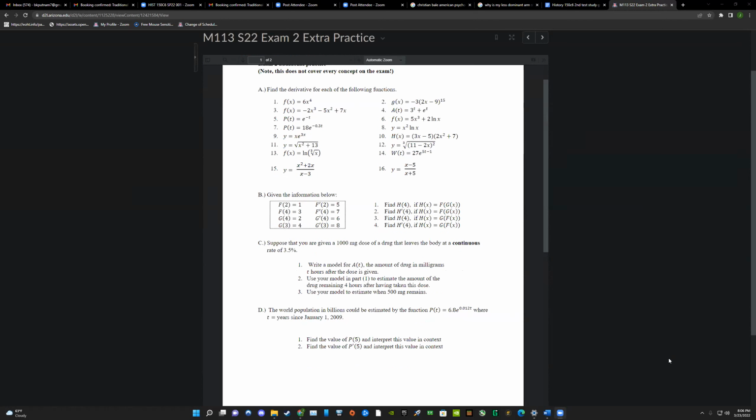I'm not trying to shortcut this, but the number actually does matter this time. So 6.8 times exponential 0.012 times 5. That ends up being 7.2, so it's 7.2 billion. To interpret it, you don't say 5 years since January. It's in 2014, or you could even say January 1st, 2014, the world population is 7.2 billion. That's what it means by interpret.